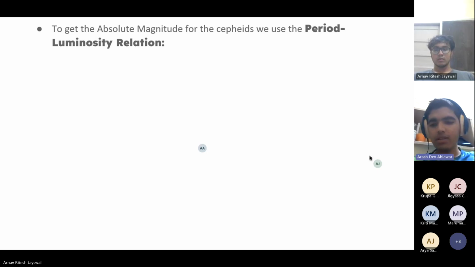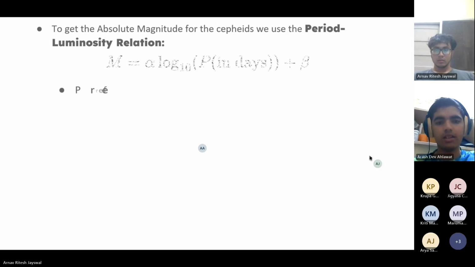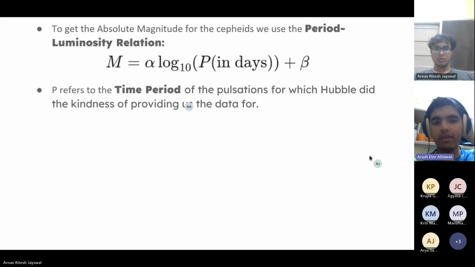Well, that's because finding the absolute magnitude of a star that's not variable is very difficult. And how do we find the absolute magnitude of a Cepheid? That's using the period luminosity relation. This was also given by Leavitt. Here's the formula. The absolute magnitude is proportional to the log base 10 of the time period of the pulsation plus a constant beta. This was derived by Leavitt, and it was a groundbreaking discovery, as now we could measure distances much farther than the distance of our galaxy. We were able to figure out how far these stars were.